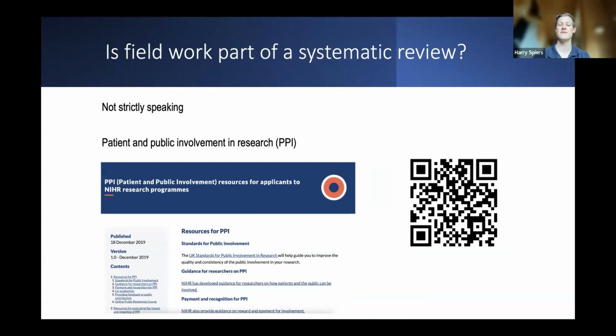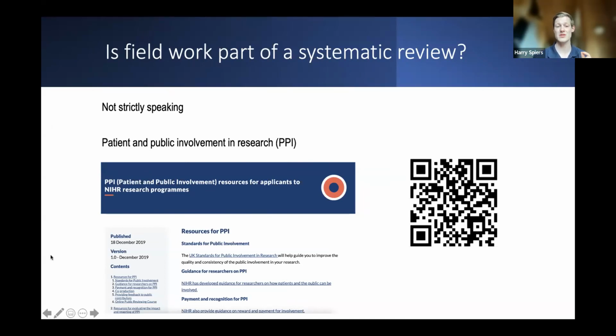The idea being that if you involve your patients more, you actually answer questions that are relevant to them, and your research has a much better impact on them. And there's a QR code on the right, which you're very welcome to scan. But either way, I'll send these slides to Theo, who can circulate to everyone afterwards.